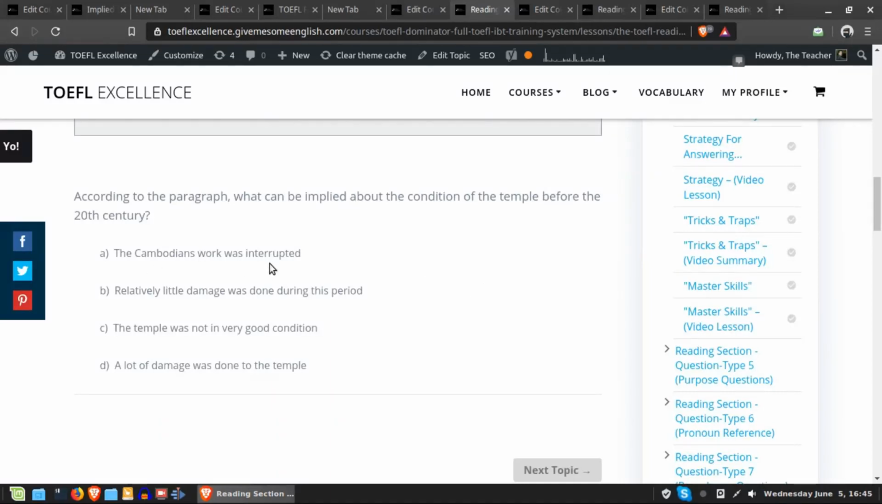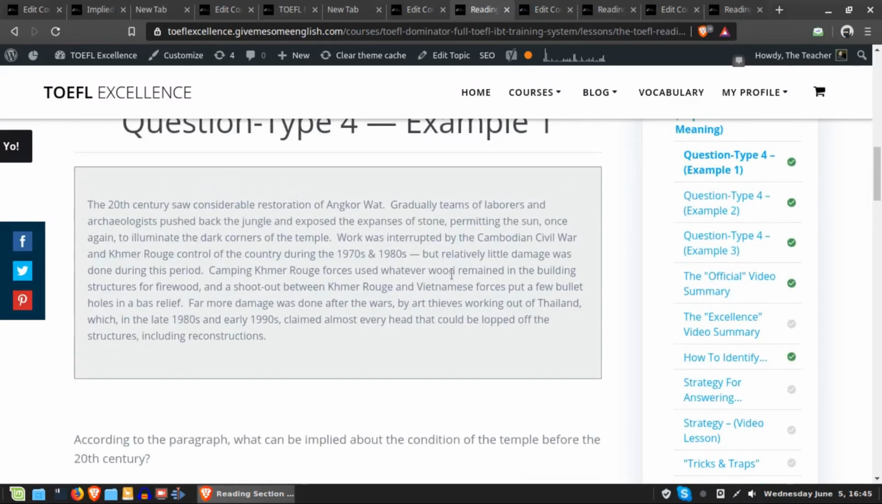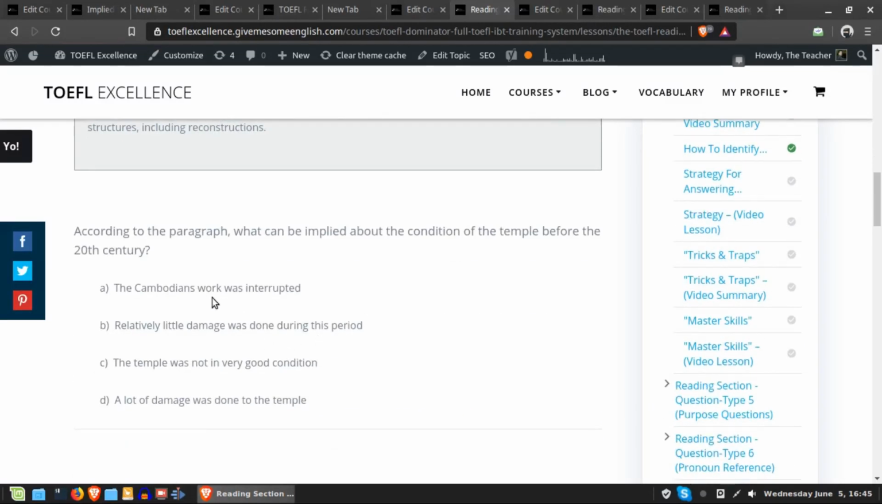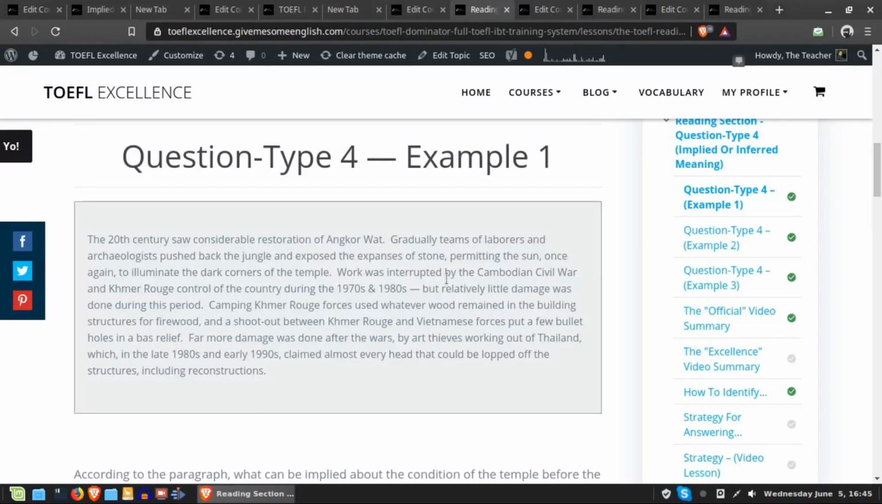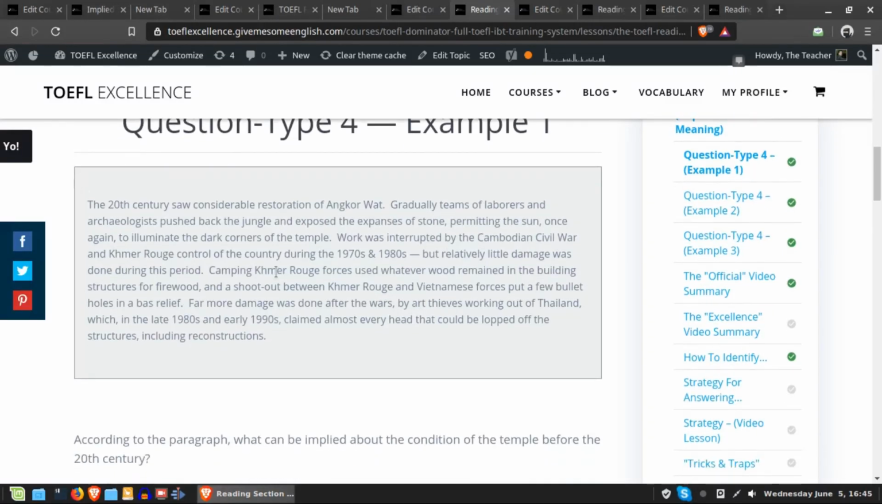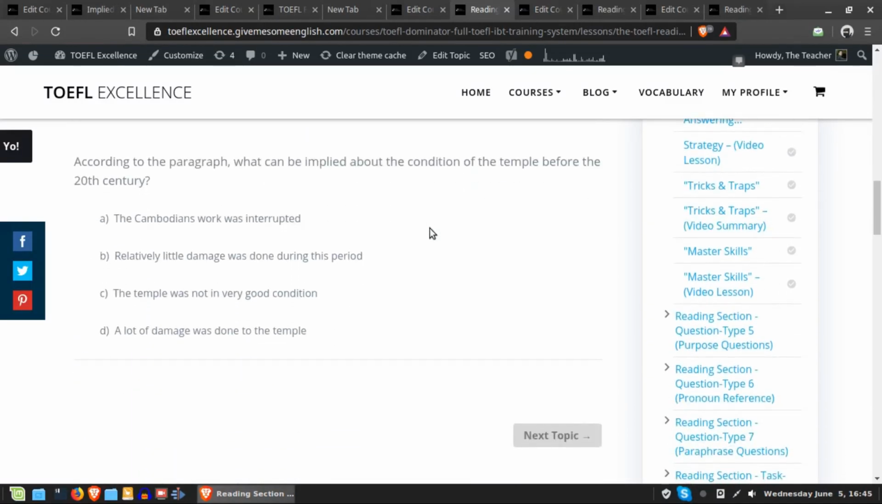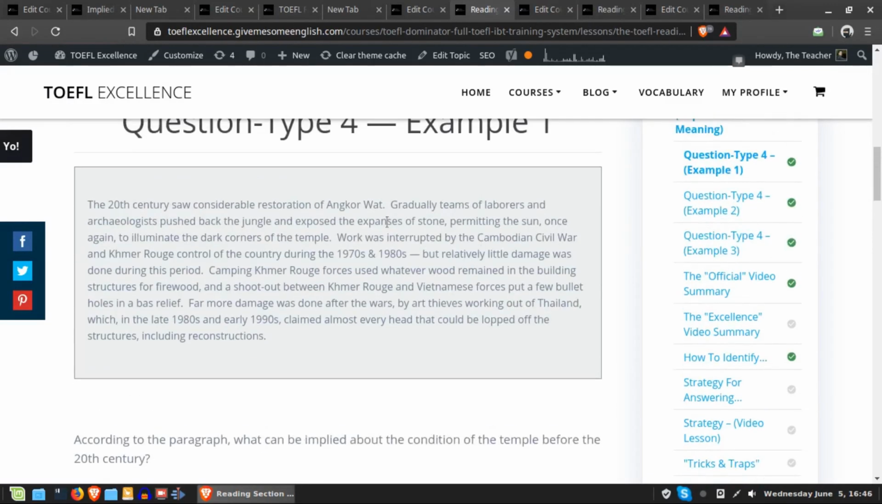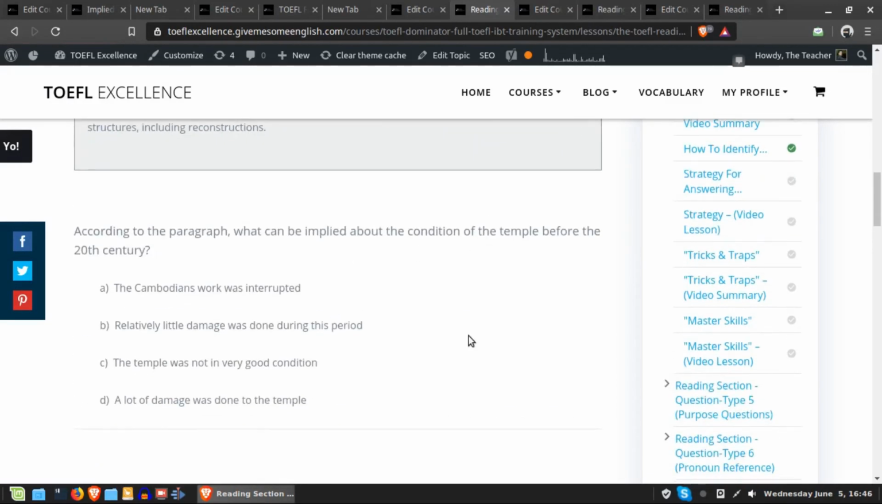The Cambodians' work was interrupted. Okay, keywords here, Cambodians' work interrupted. So let's scan through here. Well, we have Cambodian Civil War. Work was interrupted. There is a phrase right there. That phrase is exactly as it was written here. Work was interrupted. Okay, now it says that the work was interrupted by the Cambodian Civil War and Khmer Rouge. So it's slightly different information, but we have the exact phrase mentioned in both those situations, so that's not the answer.